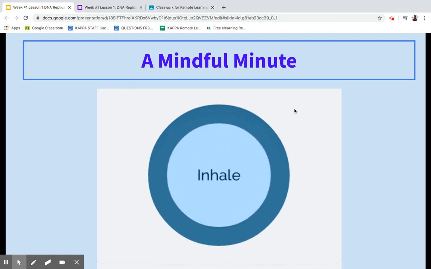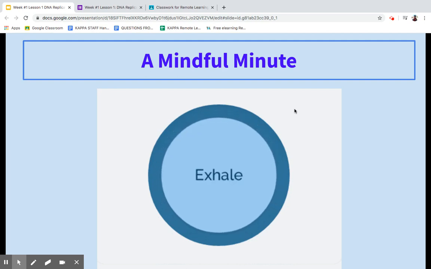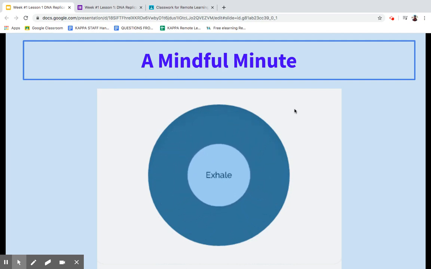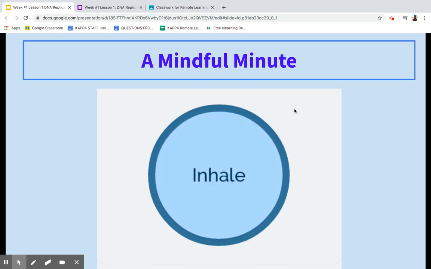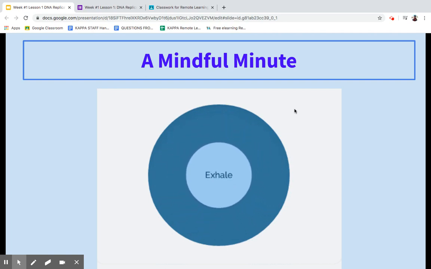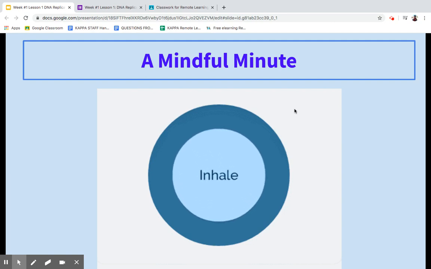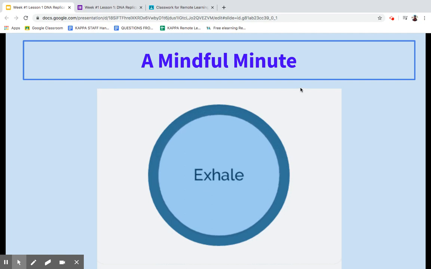Allow your breathing to return to normal. Check in with yourself internally. Notice how you feel, if anything has changed, if there's any new emotions or sensations, and maybe not. And that's okay. When you're ready, you can slowly open your eyes if they were closed.